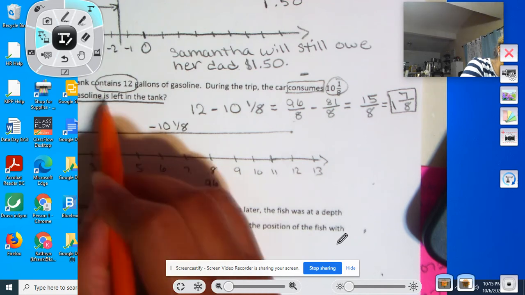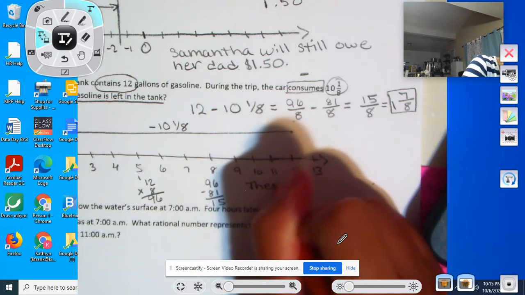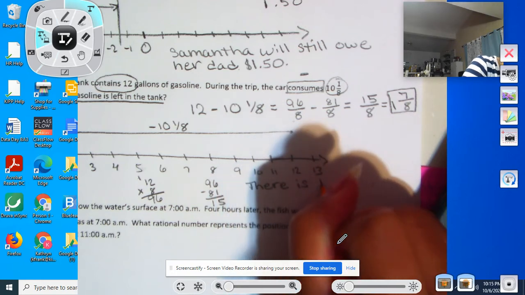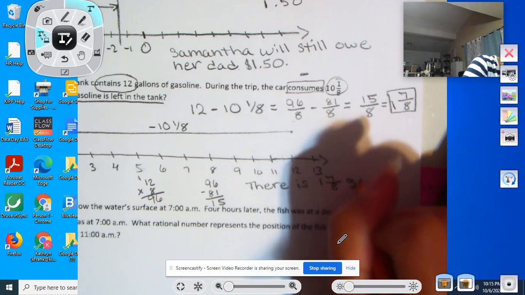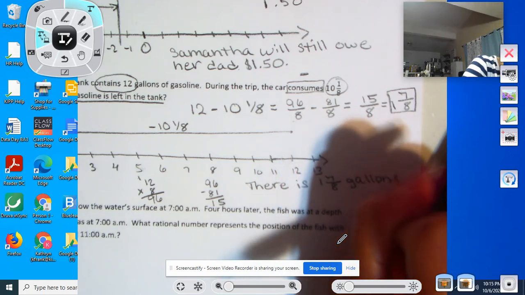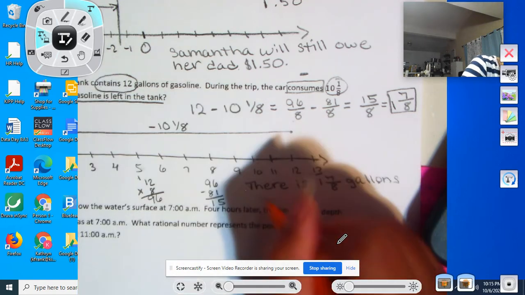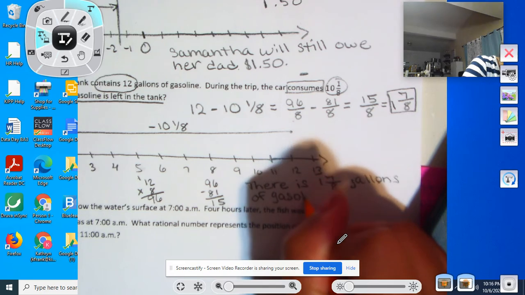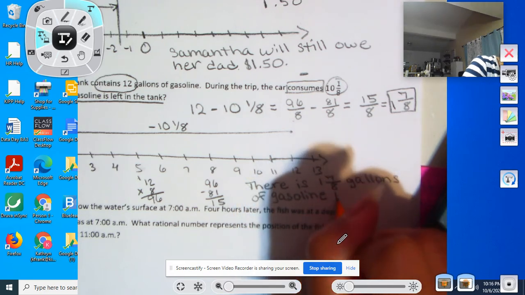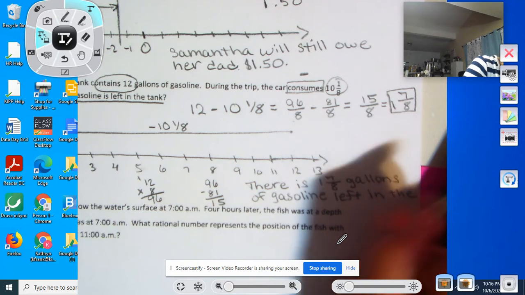How much gasoline is left in the tank? There is 1 7/8 gallons. See, we're counting in gallons of gasoline left in the tank.